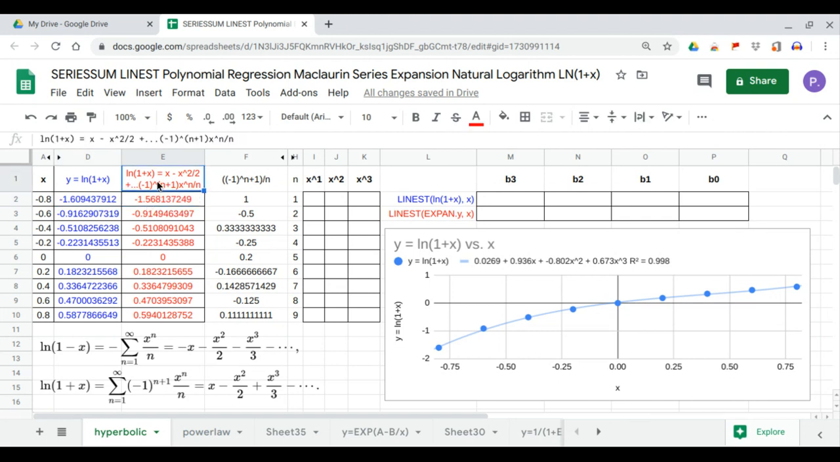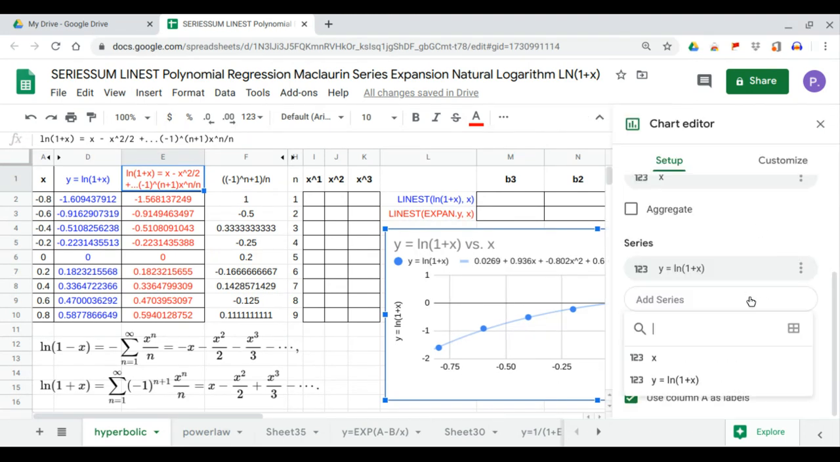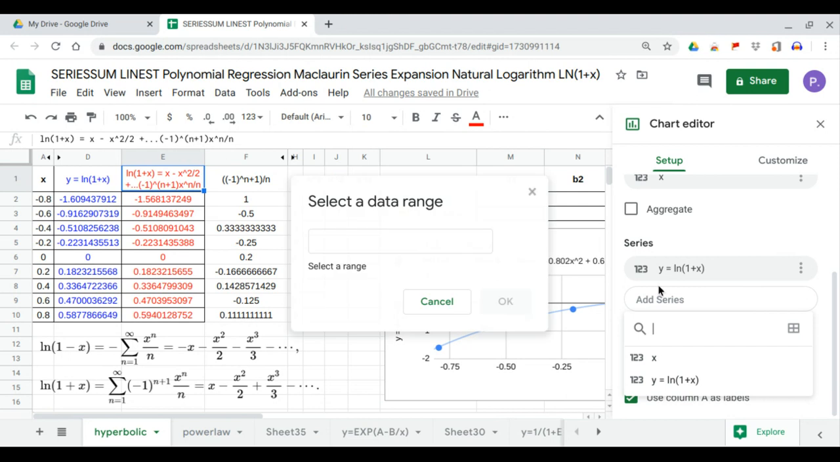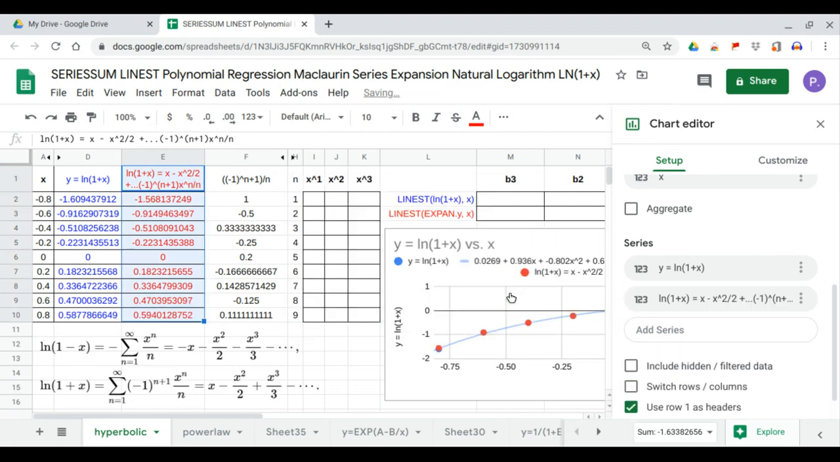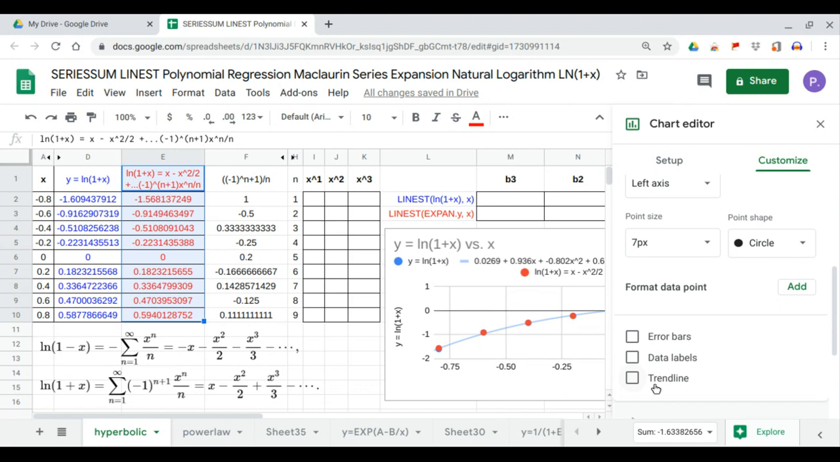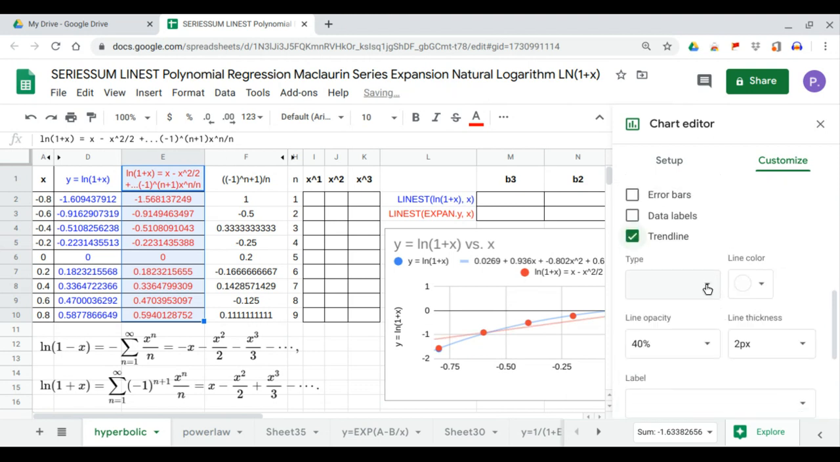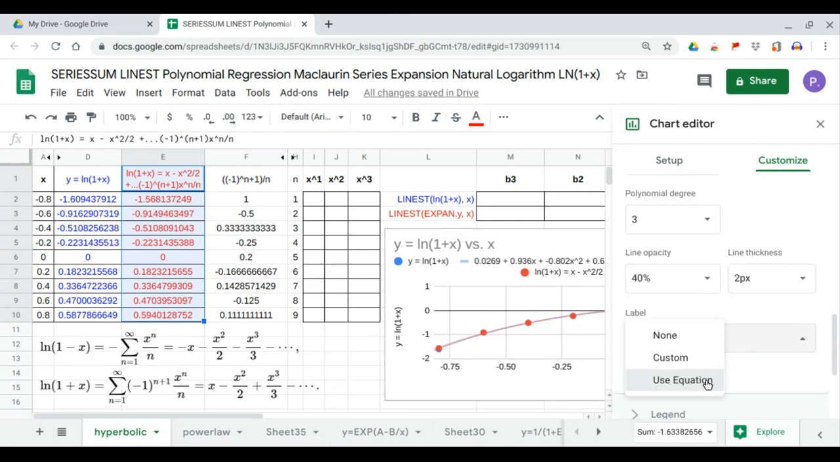So we insert this into the chart. Edit, add a series, and this range. Now we have the chart. We'll also include the trend line, the same trend line, that is polynomial to the power 3, and show the equation as well as the goodness of fit.